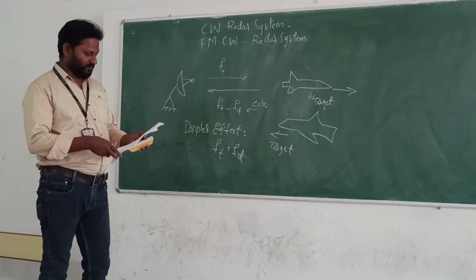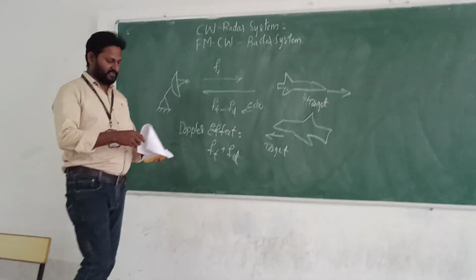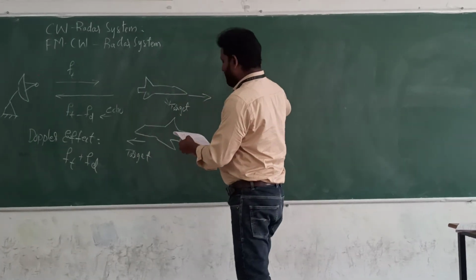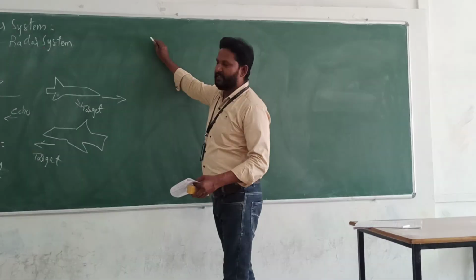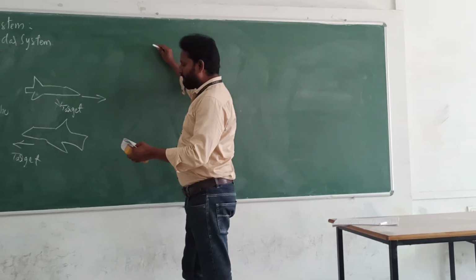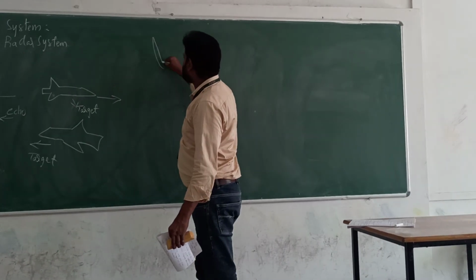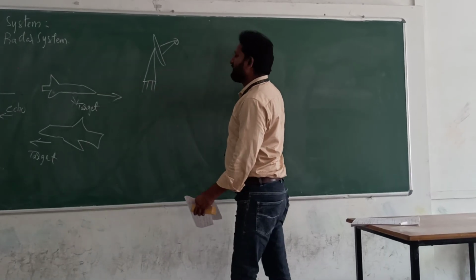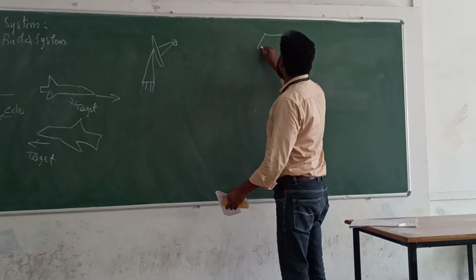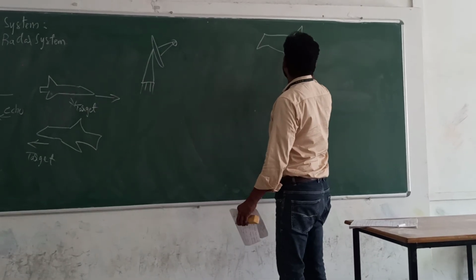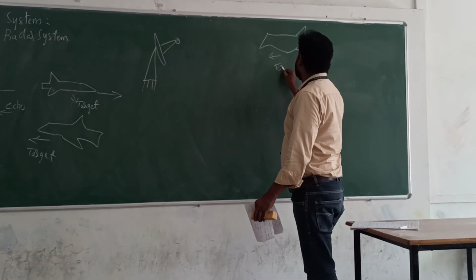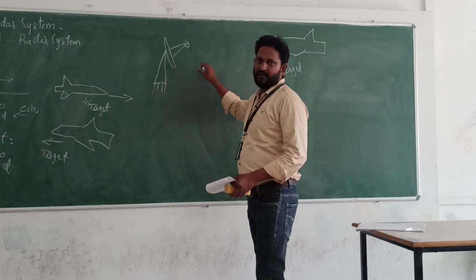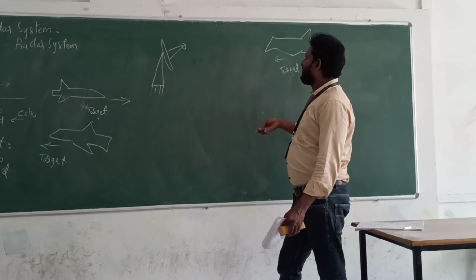Okay, let's move to another point. Drifting of the frequency due to Doppler effect. So here the same radar system is placed here, and we are going to find out the range. We are going to find the target, whether it is moving towards the radar or moving away from the radar. We need to find it.